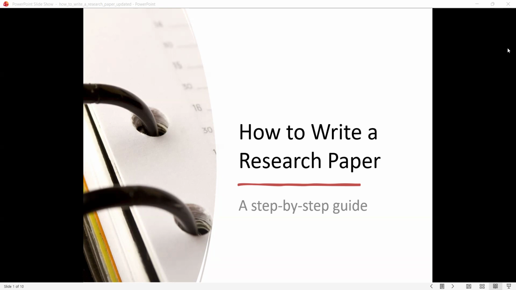I will suggest that when you want to write a research paper, try to read a lot of research papers. This is the first step. Try to read a lot of research papers. Reading is not like merely reading a newspaper or other things. Try to read any research paper very analytically. So let's go for the next step.